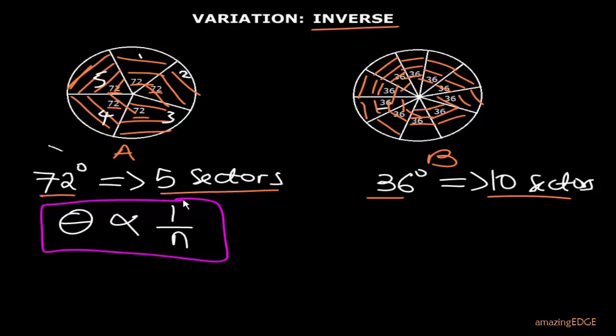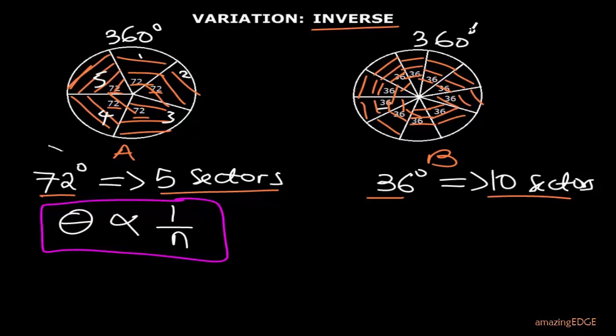Then intuitively, something must be constant for this to happen. So for this kind of relationship to hold, there is something that must be constant. What is this? The total angle in the circle must be the same. So here you have the total angle to be 360 degrees. Here it must be 360 degrees. So this must be constant for this kind of relationship to hold.